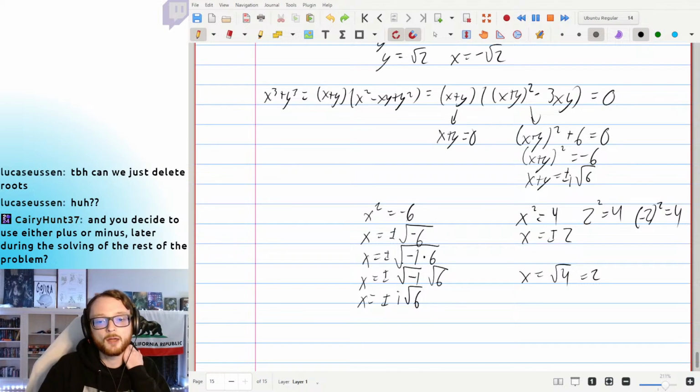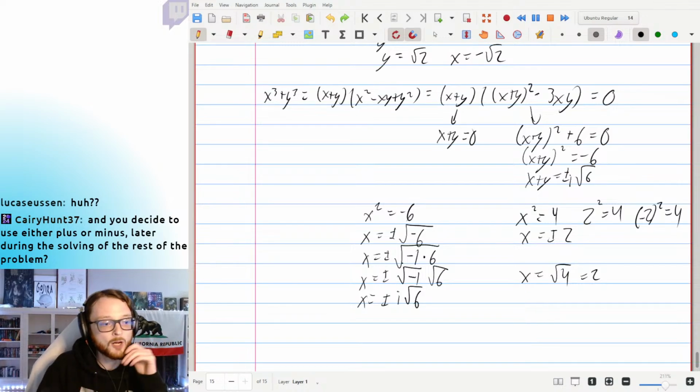Yeah, Carrie. I mean, unless you're given other context, the plus or minus just stays there forever. But if you're given like a physics problem or something like that, you might be able to eliminate one of them based on the context.